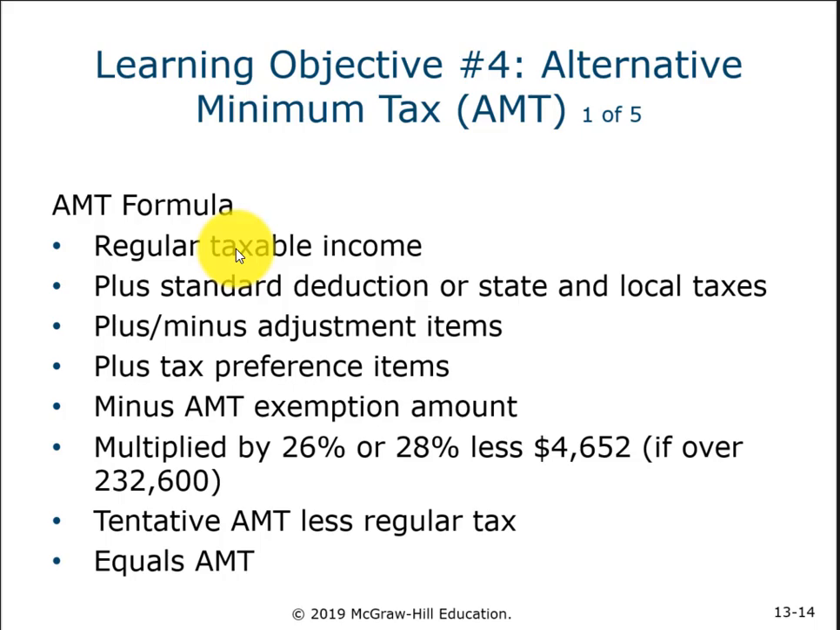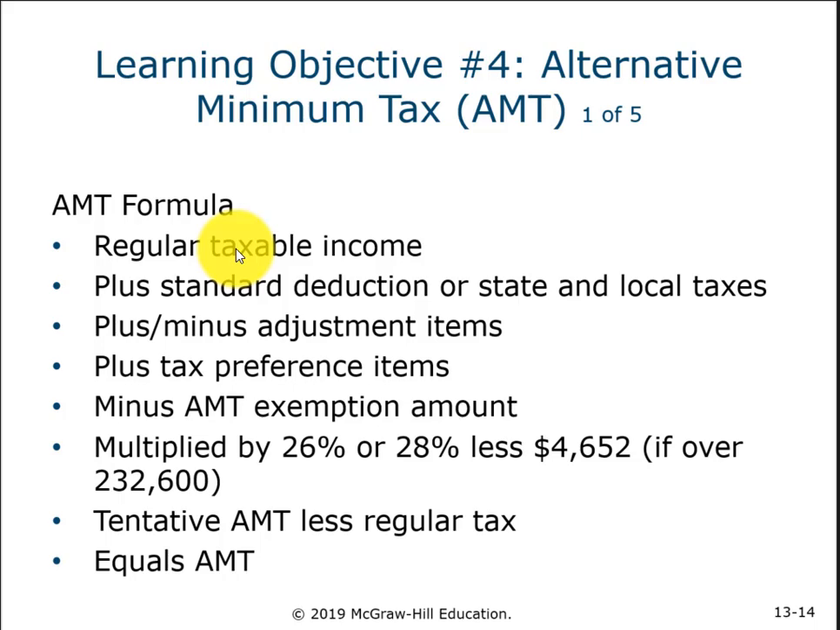Once you've taken out the exemption amount, and that's different depending on your filing status, like most everything else, then you multiply by 26% if the amount you got after you subtract the exemption is 232,600 or less. If it's more, then you have two tax brackets, 26 and 28. It's actually fairly simple that way. You multiply by 28% and subtract 4,652, which is the same thing as looking at the 26% and the two different tax brackets. It's usually easier to just do it that way.